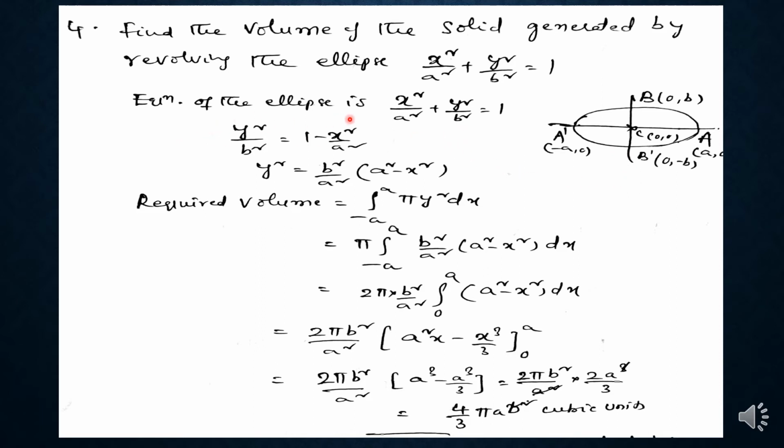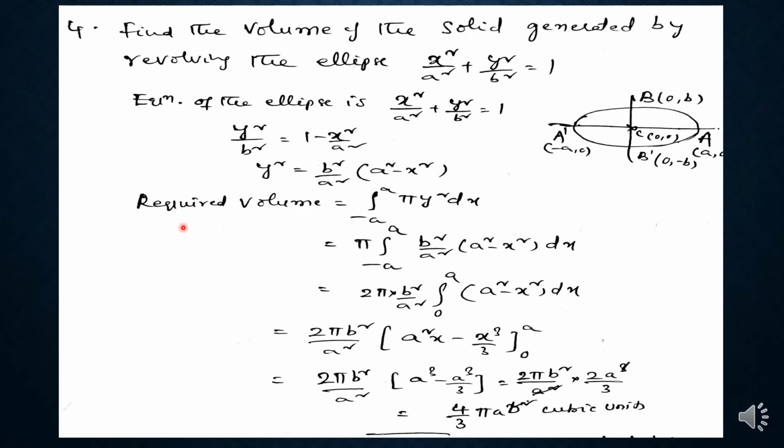The equation of the ellipse is x square by a square plus y square by b square equals 1. Then y square by b square equals 1 minus x square by a square. Then y square equals b square by a square into a square minus x square, by cross multiplication. Now write the formula for volume.